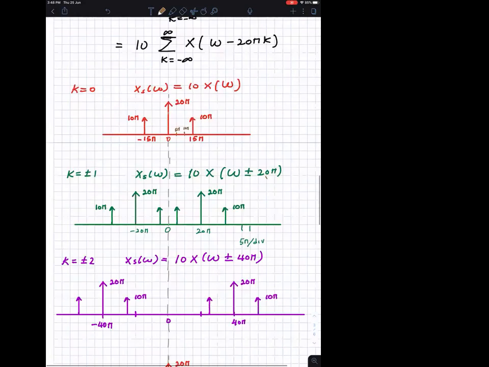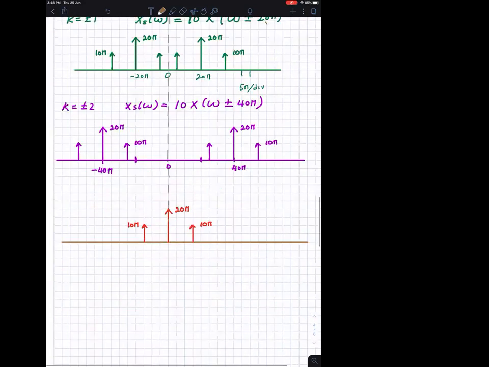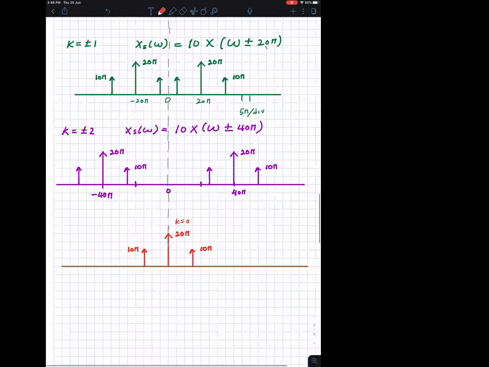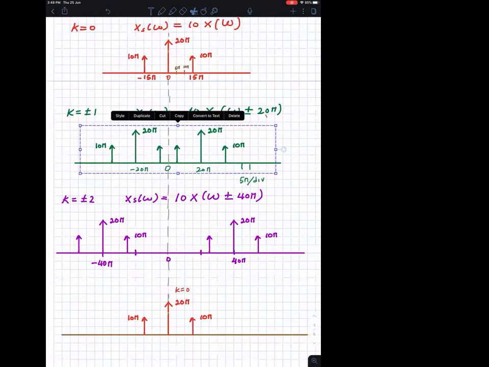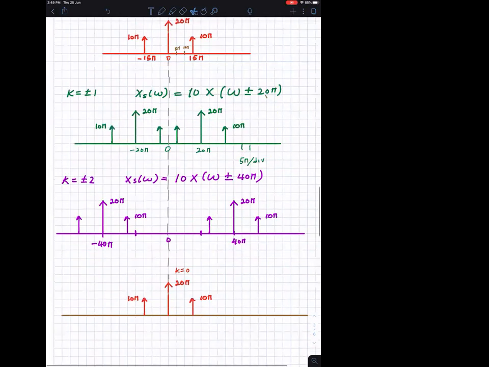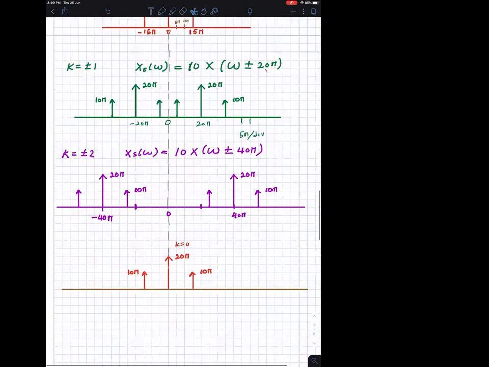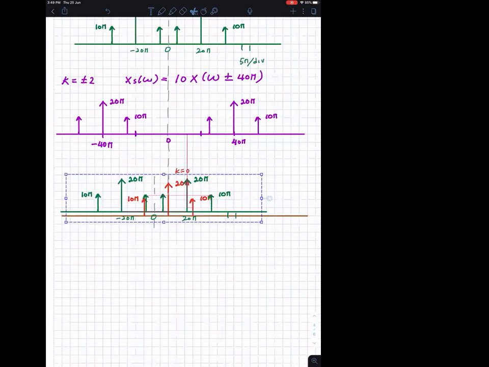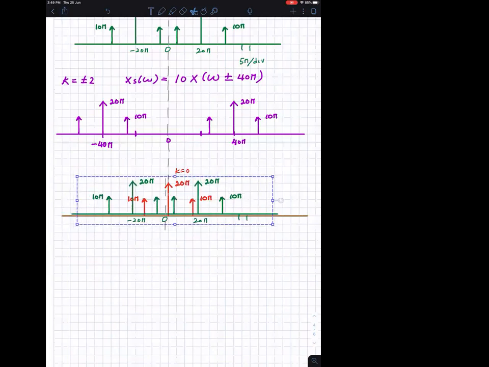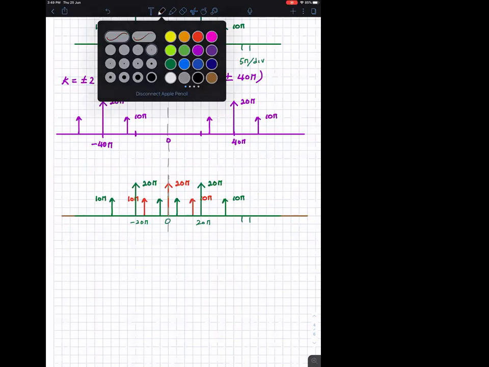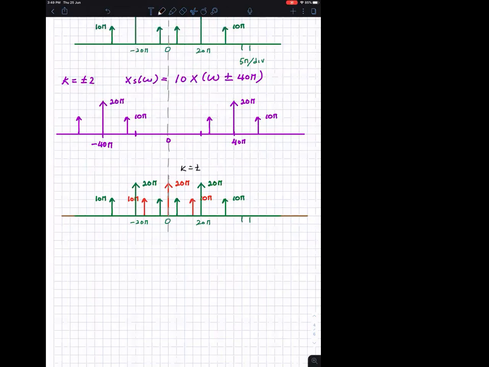No, sir. Okay, this was when k is equal to 0. Now when k is plus minus 1, you bring it to minus 20 pi somewhere here. Okay, so it's going to be like this. This is going to be for k is plus minus 1. Generally put black in color. So this is for k is plus minus 1.